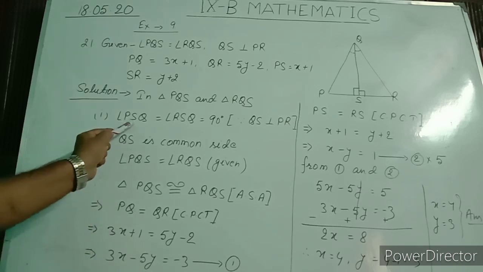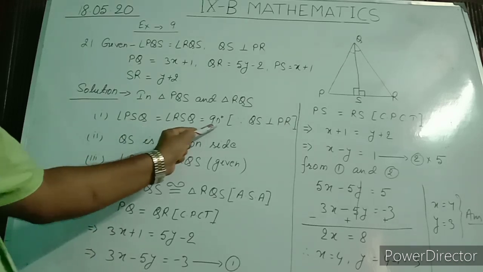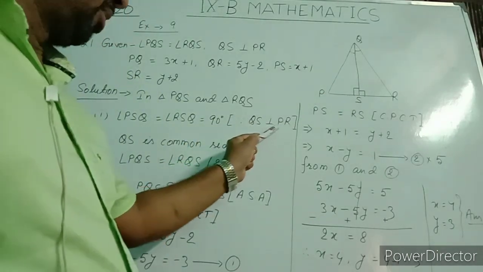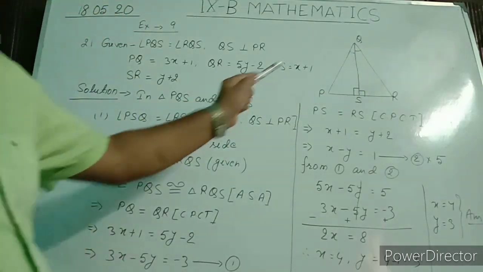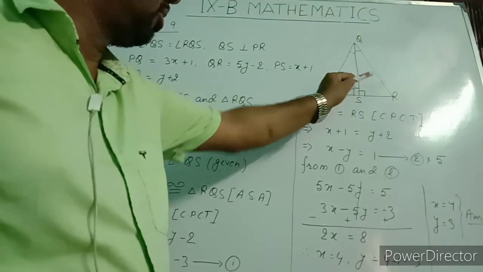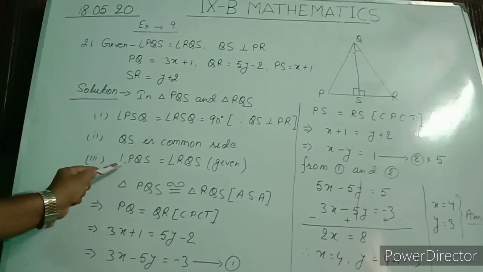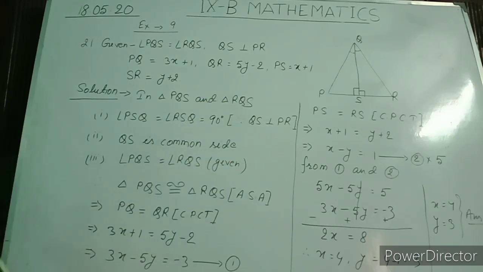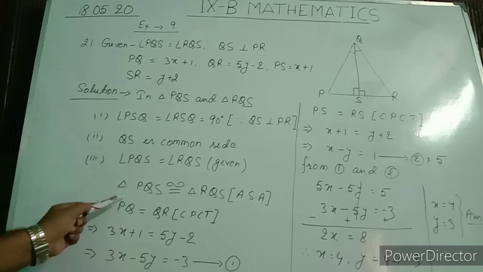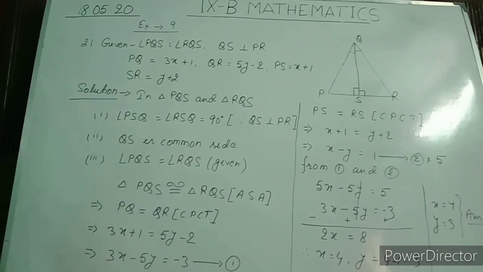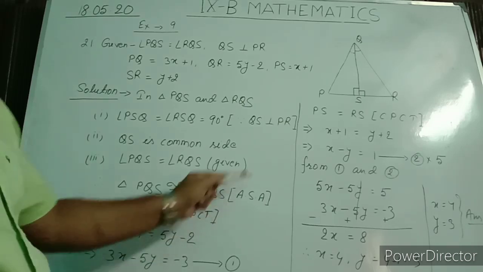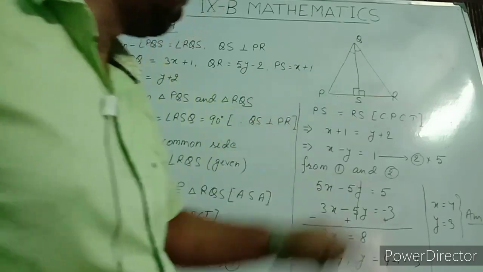The first condition, angle PSQ equal to angle RSQ equal to 90 degrees, because QS is perpendicular to PR. And QS is a common side that lies in both the triangles. Then, angle PQS equal to angle RQS, given. Therefore triangle PQS is congruent to triangle RQS by the ASA criterion of congruency. So from CPCT we can write PQ equal to QR. These two sides became equal from CPCT.